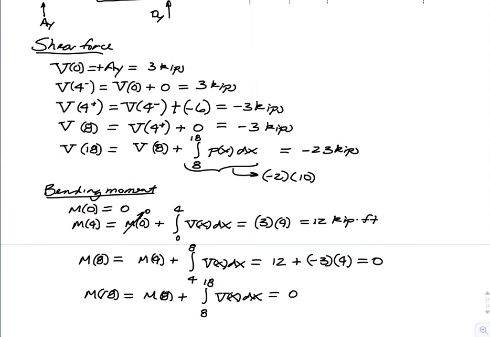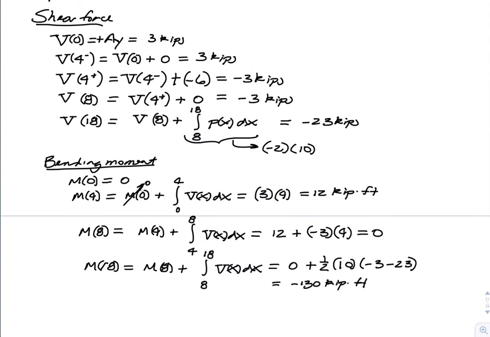M of 8 again was a 0. And if I go from 8 to 18, we said V is a linear function of x, and its base is 10. So 1/2 base times the height. The height there is minus 23 minus 3, like that. So that gives us a bending moment there of minus 130 kip feet, like that. And that checks out.